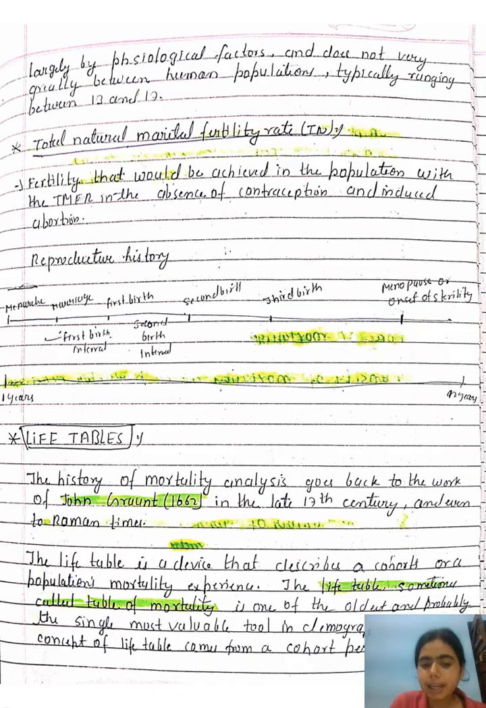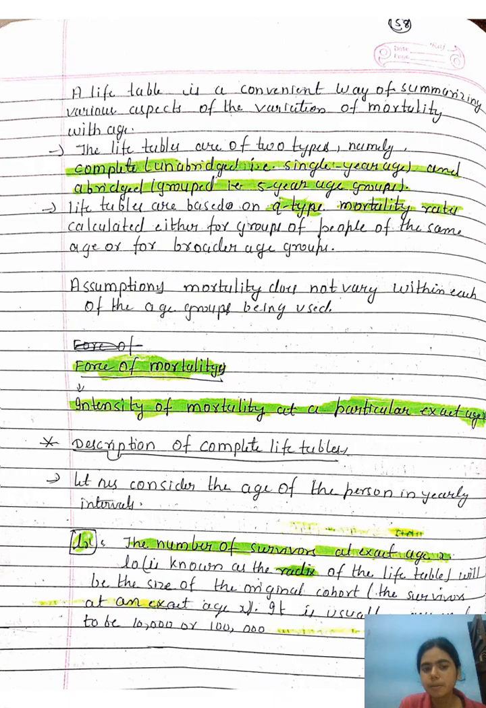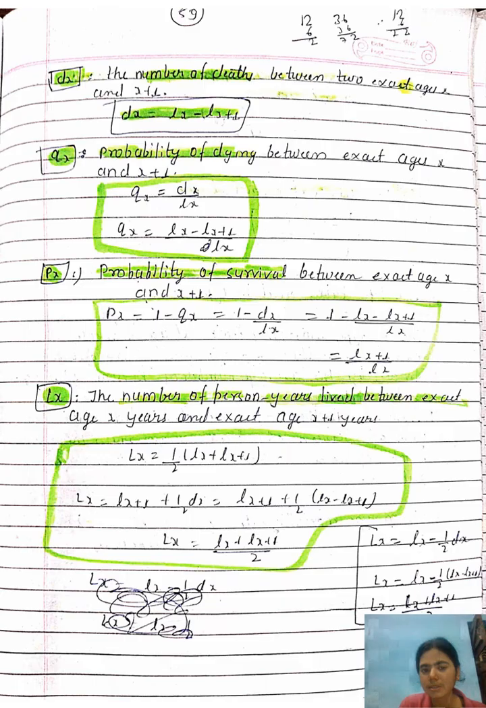Life table. The history of mortality analysis goes back to the work of John Graunt in 1662, in the late 17th century, and even to Roman times. Life tables are of two types, namely complete life table and abridged life table. These are the columns of the life table.